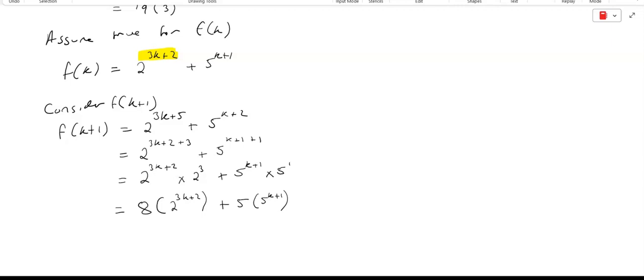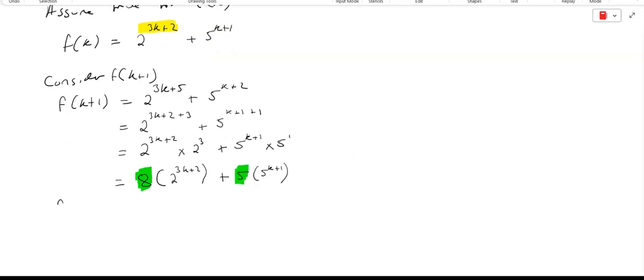Now the key thing here is, if you look at the difference between the coefficients, we've got 8 and 5. The difference between those two numbers is 3. So that means that this should work, because we're trying to prove it's divisible by 3, and if the difference between those two coefficients is a multiple of 3, which it is in this case, this should work.